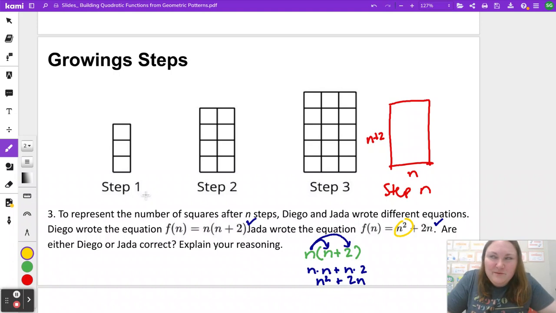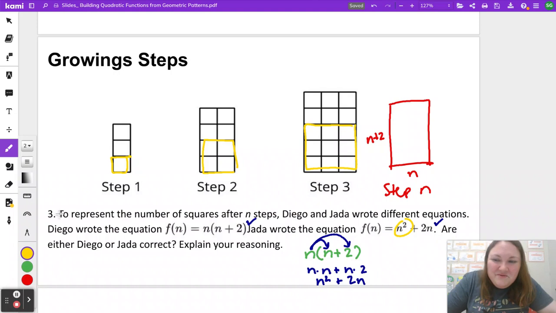Step 1, it would be us looking for a 1 by 1 square. Well, here's a 1 by 1 square. Step 2, it would be us looking for a 2 by 2 square. Here's a 2 by 2 square. Step 3, it would be us looking for a 3 by 3 square. Here's a 3 by 3 square. And so every single time there is a square, it's just part of a rectangle.